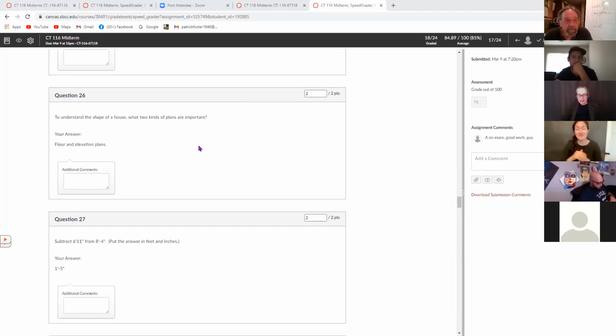Question 26, to understand the shape of a house. I always say floor plan and elevation, but when you're trying to see the shape, you don't really care about the interior wall division. So a site plan would also have that same shape, smaller dimension, but it would tell you the shape of the house. Some of you put site plan and elevation plan, which was fine.